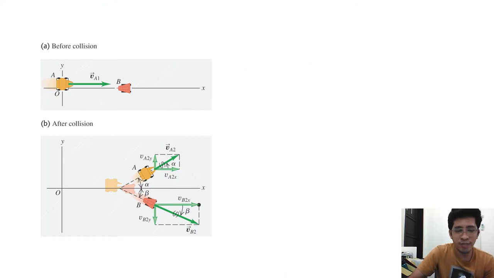Next, we solve for your VB2Y. So let's solve for the Y components of your momentum. So we still have again your P system 1 is equal to your P system 2. Let's write here your y components to tell us that we are now solving the y components. Okay, so you have again two robots, so two terms, one for each robot.